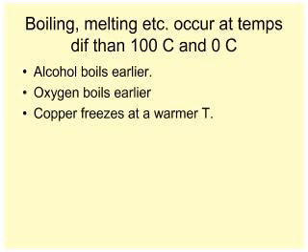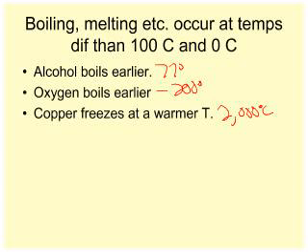Boiling, melting, etc. occur at temperatures different than 100 degrees Celsius and 0 degrees Celsius. Alcohol boils earlier. Oxygen boils earlier. Copper freezes at a warm temperature. Oxygen boils at something like minus 200 degrees. Alcohol boils at something like 77 degrees. Copper freezes at a warmer temperature, like 2,000 degrees. Copper will freeze at 2,000 degrees Celsius. That's why we don't see liquid copper very often.